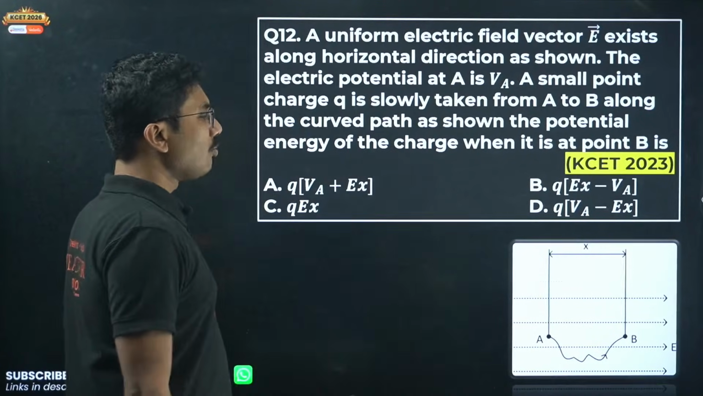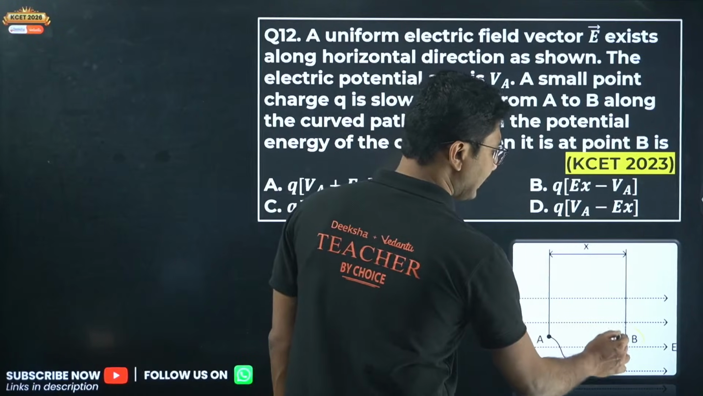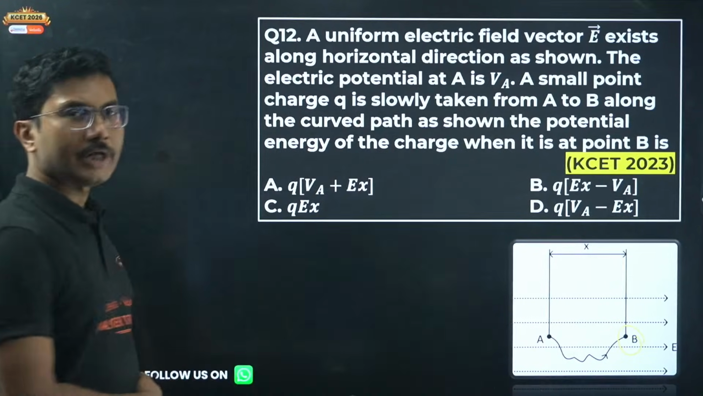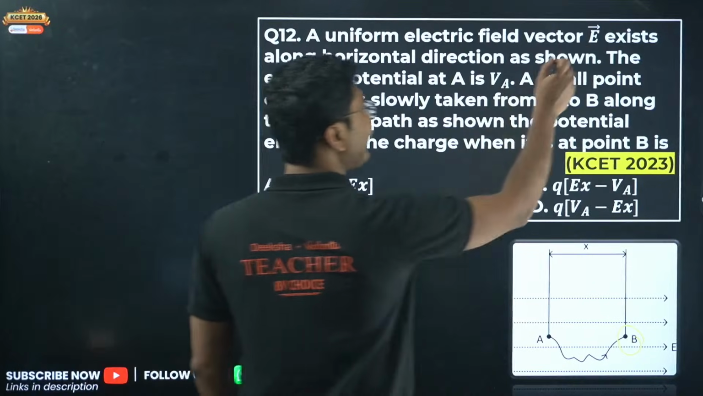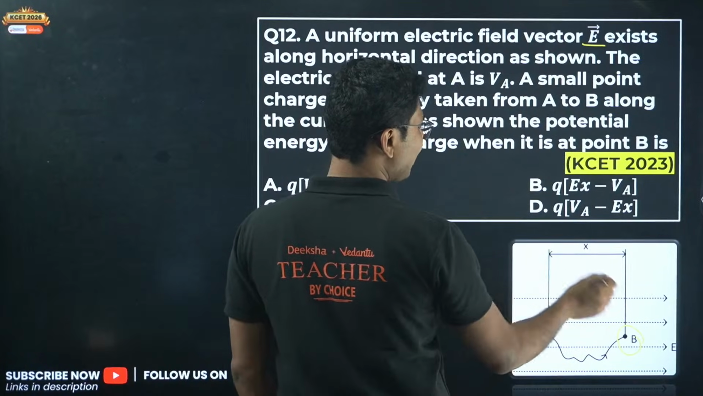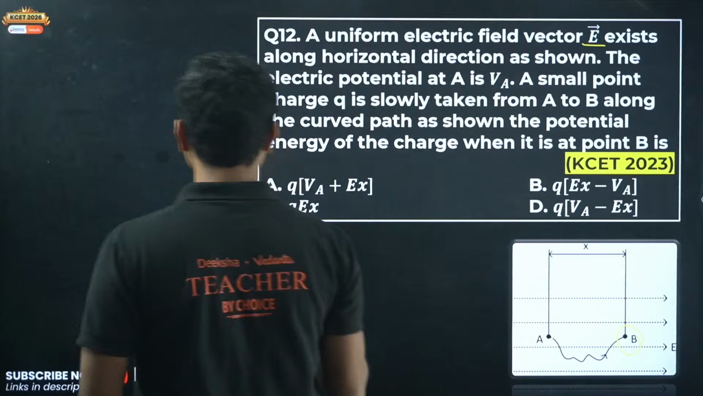Now remember, potential of B is not given. Electric field is given, distance between A and B is given, but potential is not given.